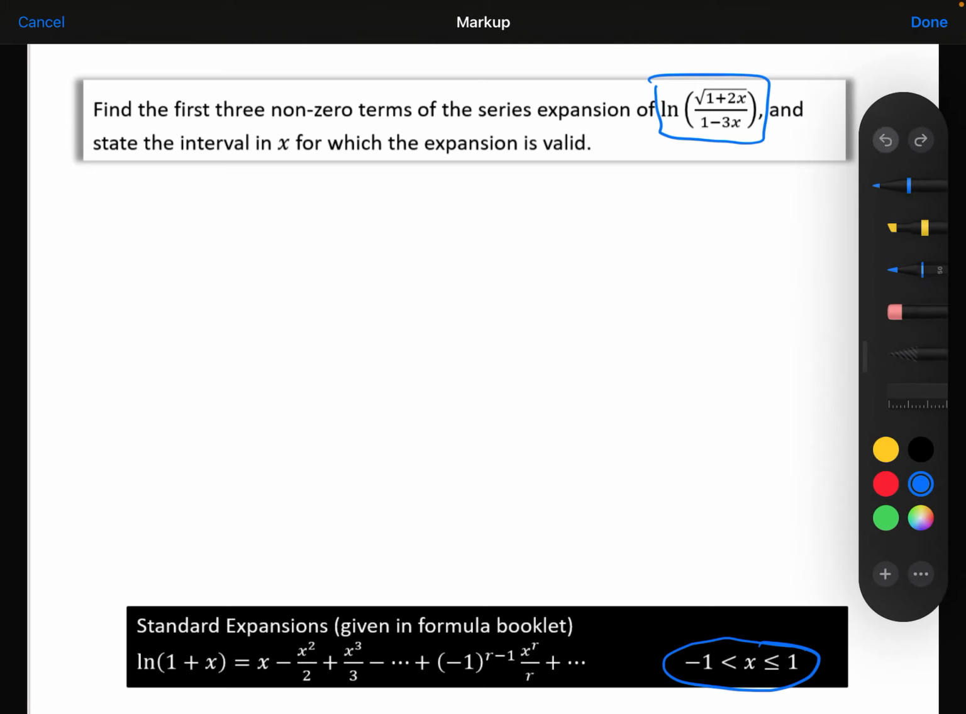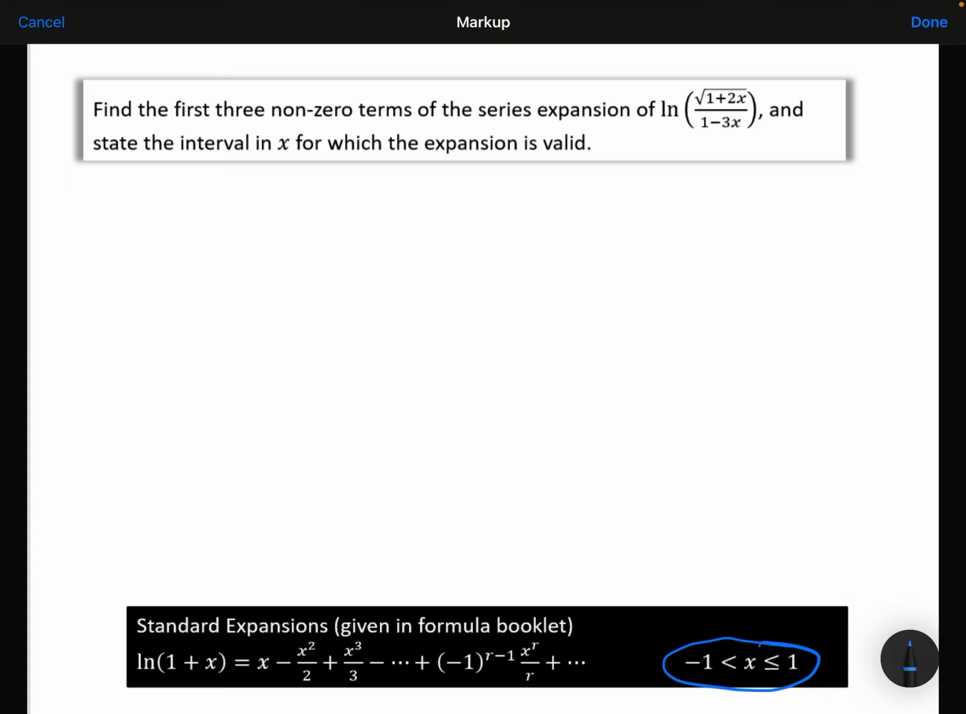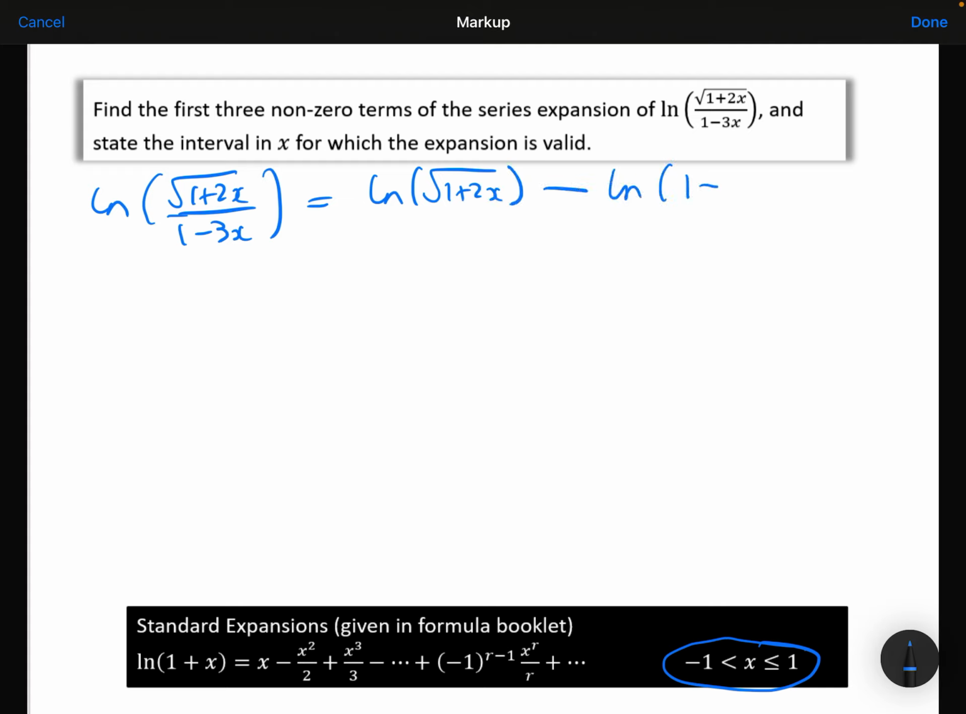Now, I can use the laws of logarithms to split this up. I could say that ln of root 1 plus 2x, all divided by 1 minus 3x, is the same thing as ln of the square root of 1 plus 2x minus ln 1 minus 3x. Remember, ln a over b is the same thing as ln a minus ln b. That's the rule I've just used here.